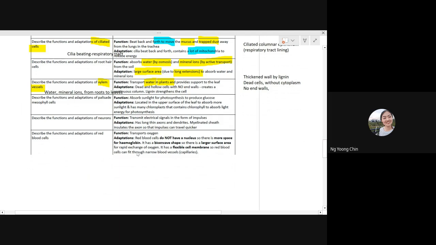And the red blood cell is an animal cell, so that means they do not have a cell wall. They only have a cell membrane. So they are very fragile and able to rupture if they get too much water. So, flexible cell membrane.